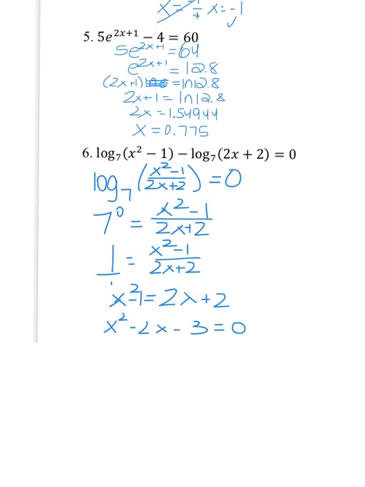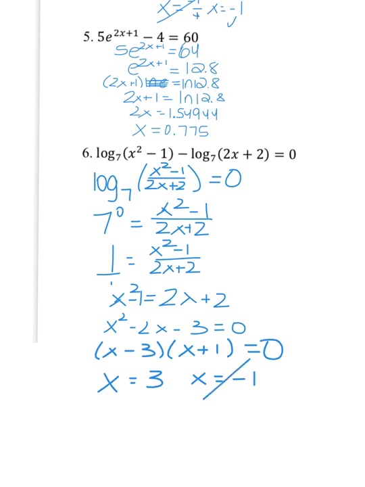Then you would do master product. When you finished with master product, it should be x minus 3 times x plus 1 equals 0, giving you x is equal to 3 and x is equal to -1. You plug your answer choices back in, and -1 does not work.